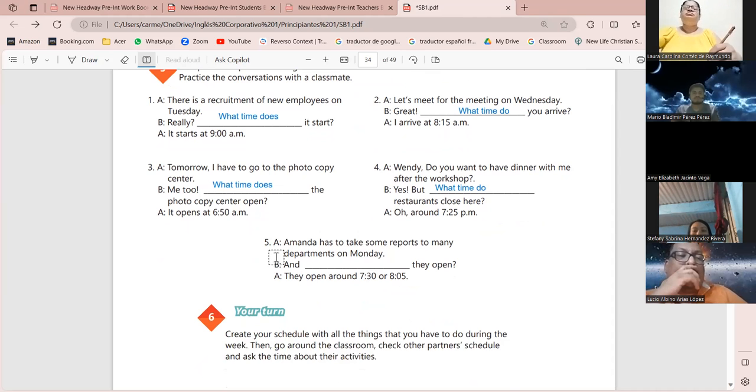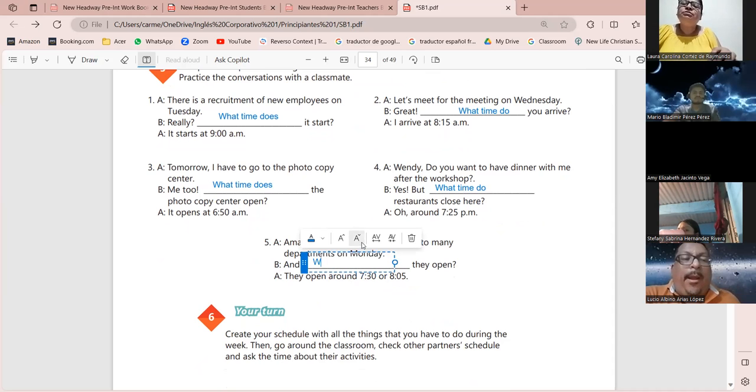All right, number five. Laura, Carolina, please help me with this one. Is it what time do or what time does? What time does? Why what time does? Plural. If we write does, why? If we write do, why? What time does? Usted me dijo does, ok. ¿Por qué pondríamos does acá?